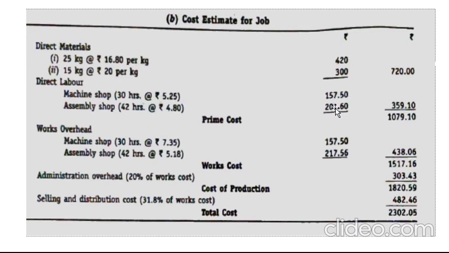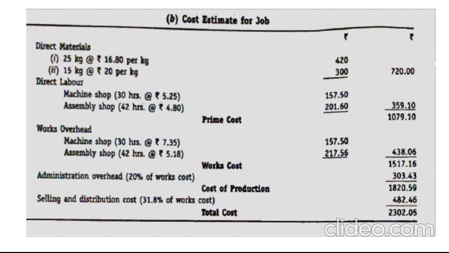So add both the shops' direct labor, you will be getting 359.10. So the total of your direct materials plus direct labor will give you 1079.10, which is your prime cost. The total of your direct expenses will give you your prime cost. So after this you will be adding your factory cost, and your administration overhead will follow. So let us look into the question whether you have factory cost.